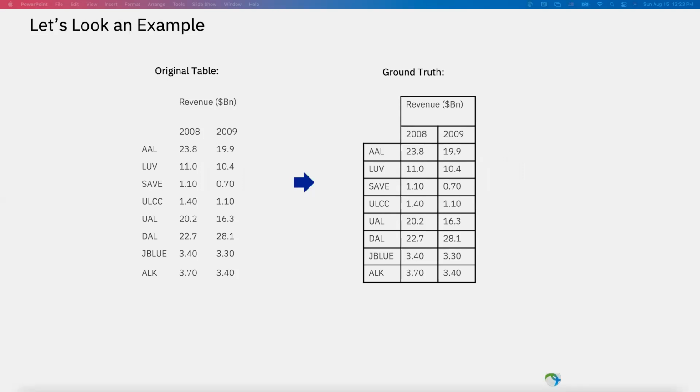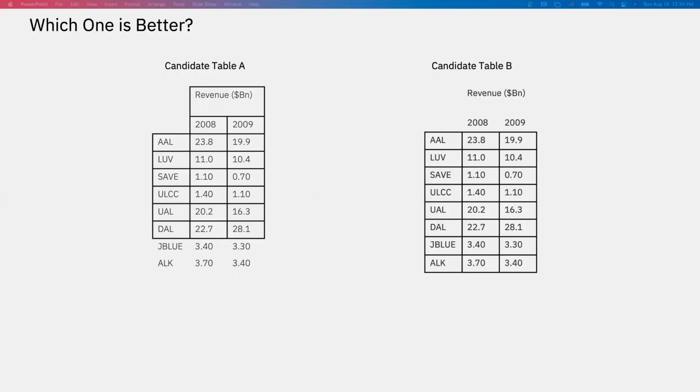So let's look at a simple example here. We have an original table from a PDF, and this is the ground truth. It's a very simple table, a toy example that we created for the sake of illustration. But you can see a lot of tables like this in financial documents, providing revenue for different years and for different stock ticker symbols. So let's now assume we have these two candidate tables, A and B.